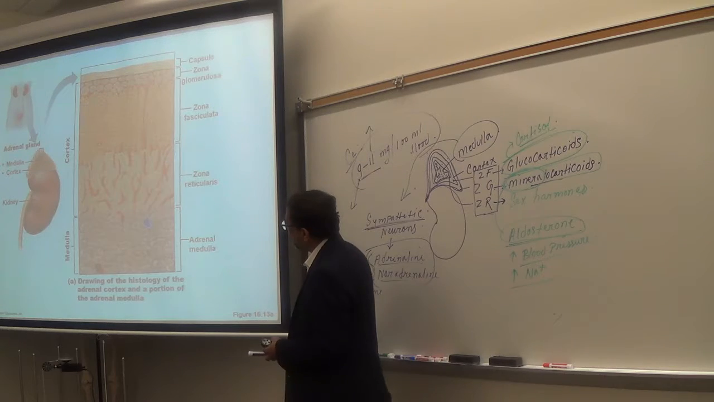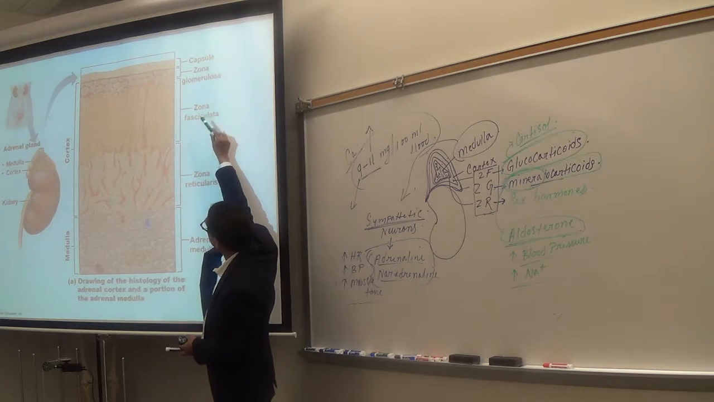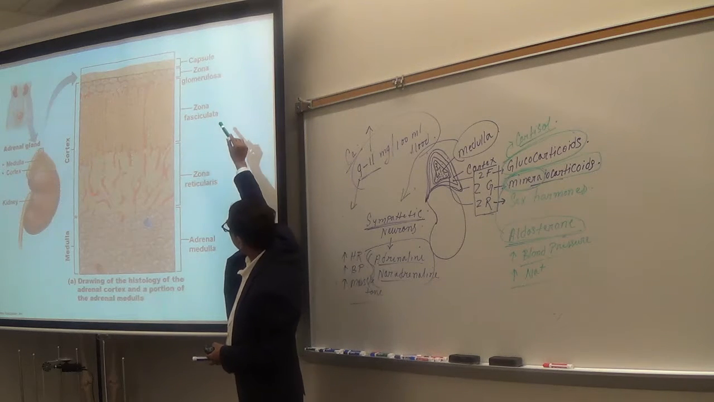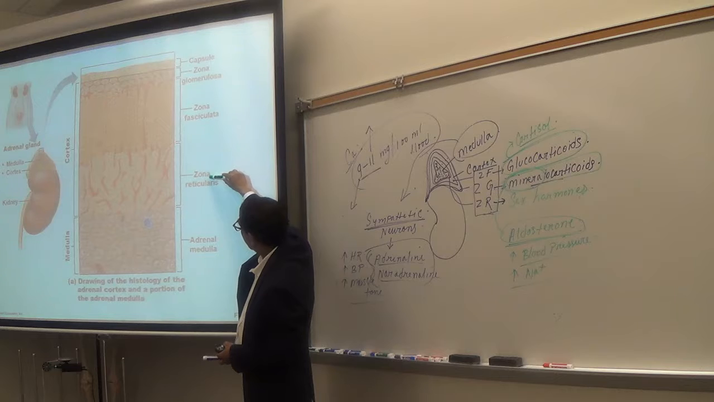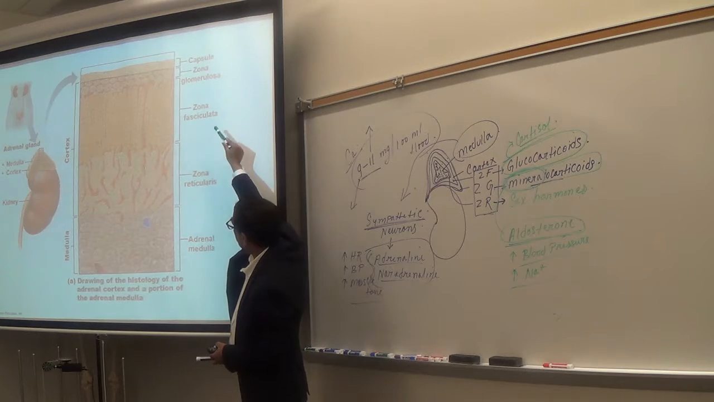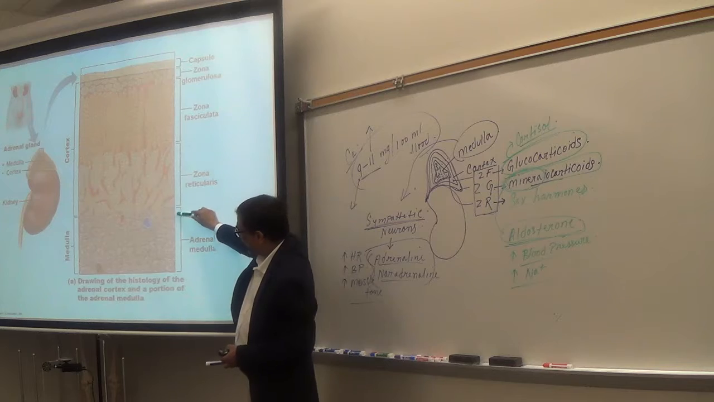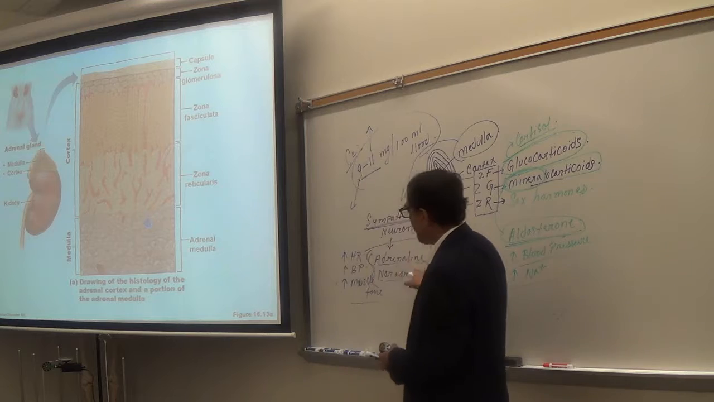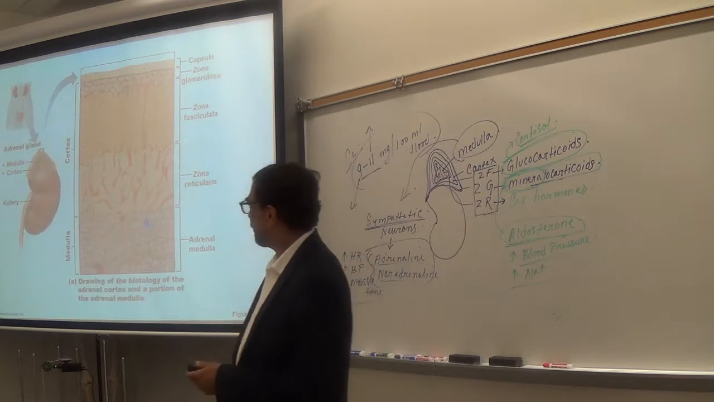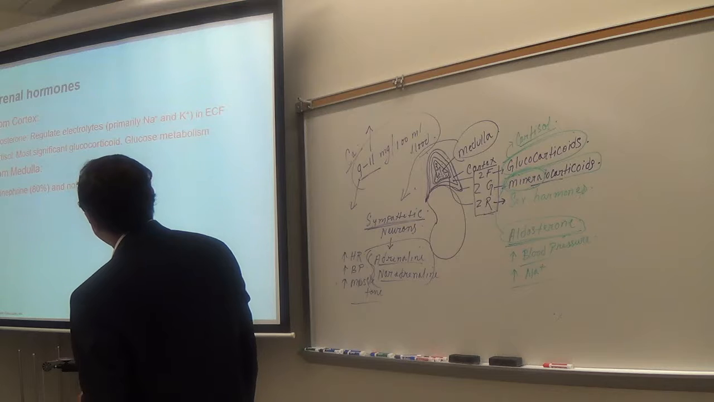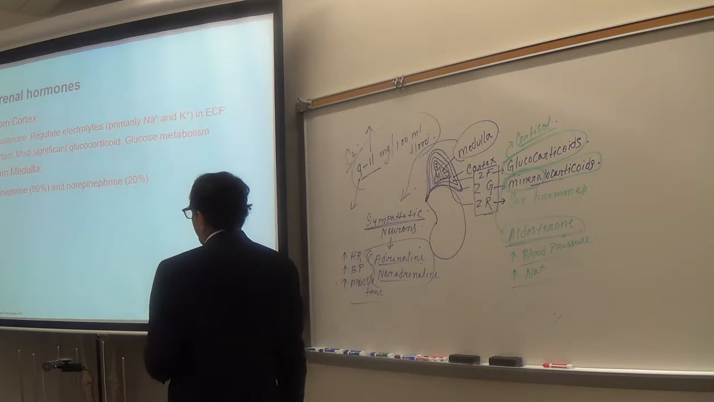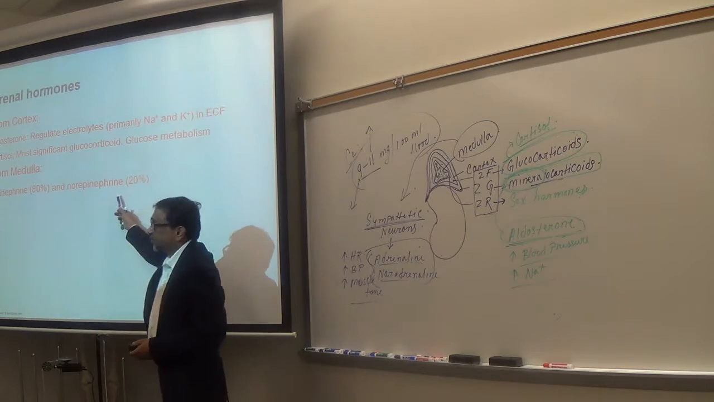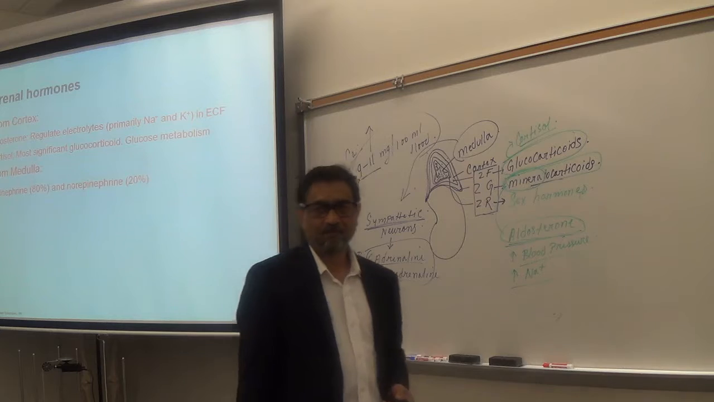Here you see those three layers in the cortex: zona glomerulosa, zona fasciculata, zona reticularis. Mineralocorticoids, glucocorticoids, sex hormones. And this is the medulla, okay, that produces adrenaline, noradrenaline. Adrenaline is also called epinephrine. Noradrenaline is also called norepinephrine. Okay.